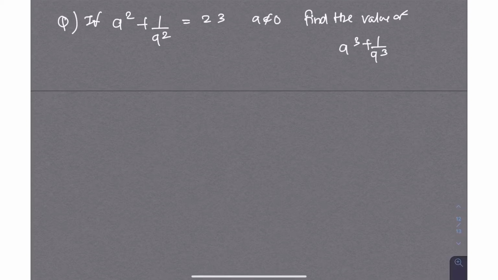So obviously, like in the previous questions that we have done in the previous videos, what was there, a plus 1 upon a value was there, and we have to find a square plus 1 upon a square. So the easiest way was to square the terms. Or we were having a square plus 1 upon a square value, and we had to find a raised to 4 plus 1 upon a raised to 4. Again, what we did, we square the terms.